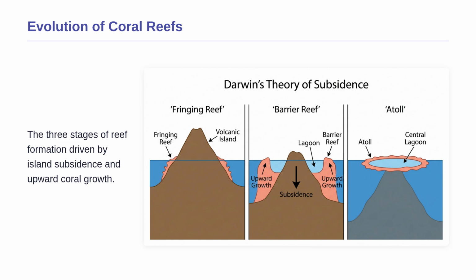Finally, on the right, we see the atoll stage. The original volcanic island is now completely submerged, hidden deep underwater. All that remains at the surface is the living, upward-growing ring of coral surrounding a central lagoon. It is a beautiful demonstration of biology keeping pace with geology.